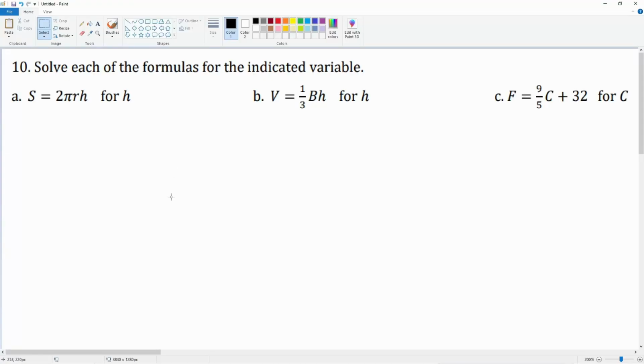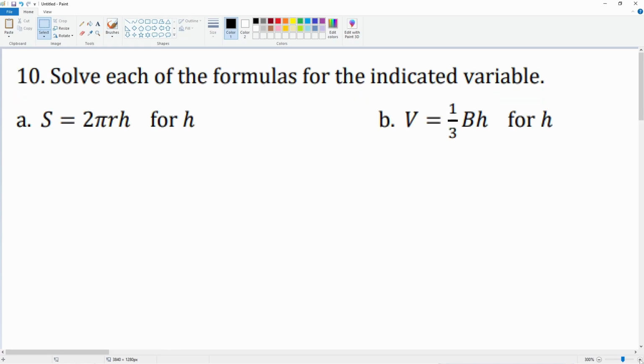All right, number 10, you're going to solve each formula for the indicated value. So for the first one, we're asked to solve for h. Right here, this is the h we're solving for. Let's draw the line down that middle so we can separate the left from the right. Right now, we have a 2 pi r that is all attached via multiplication. So I have to get rid of it.